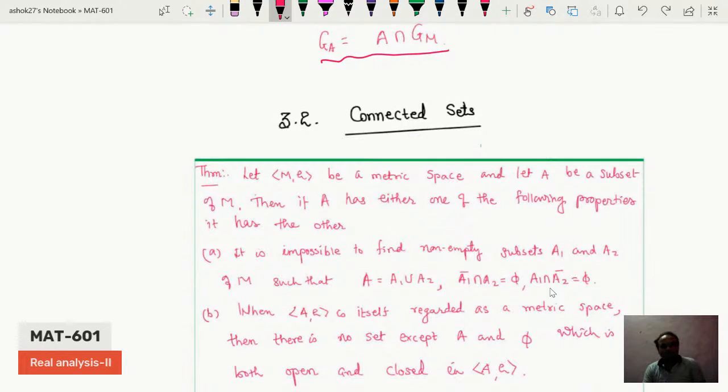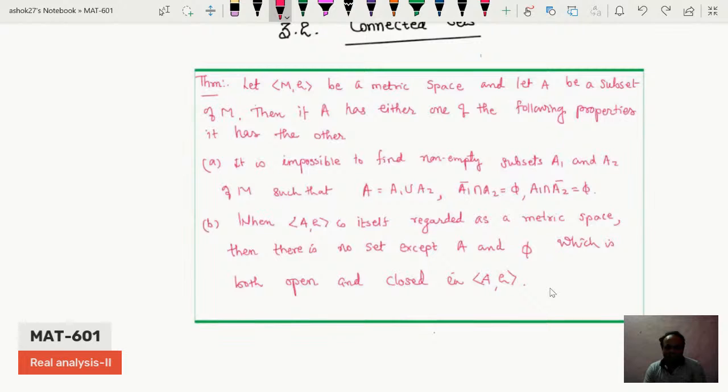So again there is one theorem, and this theorem indirectly gives us the definition of connected sets. Let (M, rho) be a metric space and let A be any subset of M. Then if A has either one of the following properties, it has the other. So if it satisfies A, then naturally it satisfies B, or if it satisfies B, then it satisfies A.